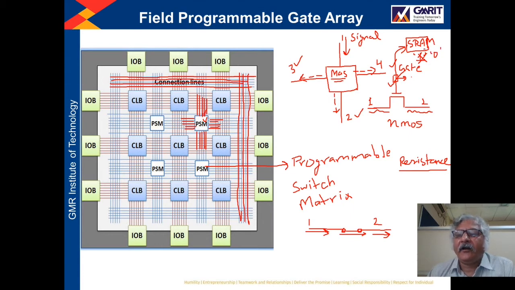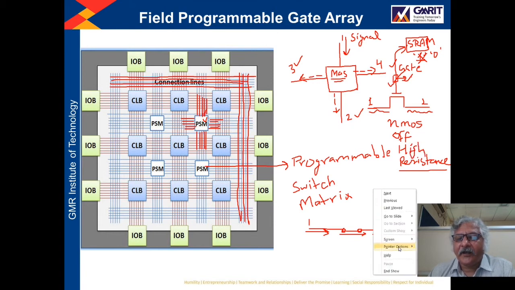So now this SRAM has 0, and since it is connected to the gate, the gate will get logic 0. If the gate gets logic 0 in an NMOS, then this NMOS is off, and an off NMOS offers very high resistance. So if the resistance is high, what will happen?